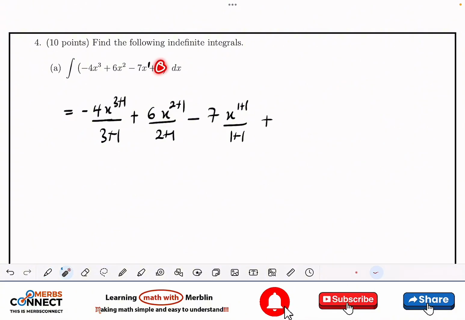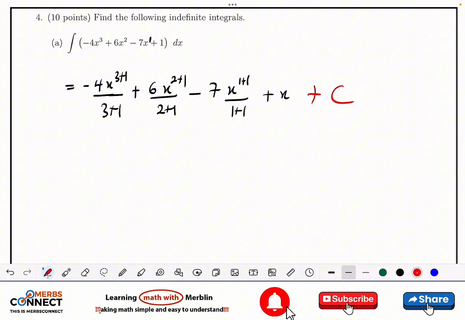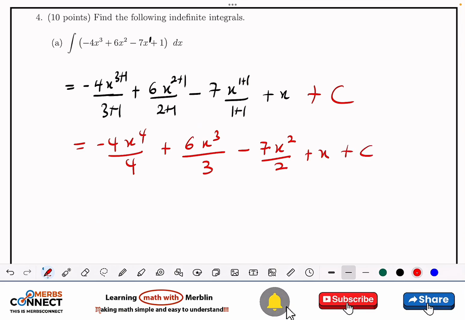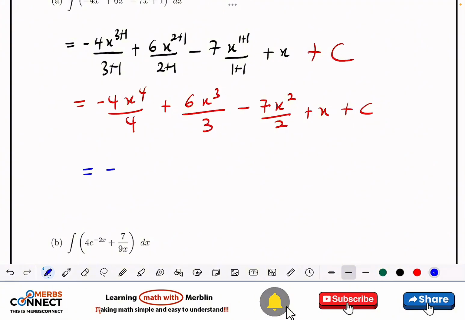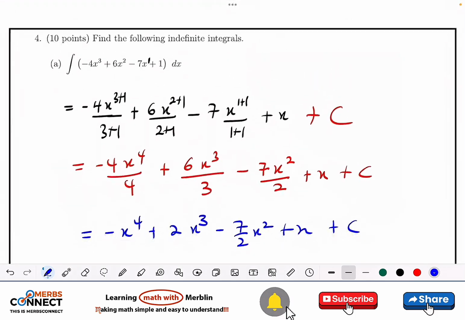Then plus, when we integrate the constant, we multiply whatever is here with respect to x. So 1 times x is going to give us x. Or you have in mind, what function did I differentiate to get the 1? x. Then don't forget to add your big constant because it's very important, because this is indefinite. Now this is going to give us minus 4x to the power 4 divided by 4 plus 6x to the power 3 divided by 3 plus 7 minus x to the power 2 divided by 2 plus x plus the constant. So when you simplify, this is going to be minus x to the power 4 plus 2x to the power 3 minus 7 over 2 x squared plus x plus c. Good. So this is what we are going to get at the end of A.